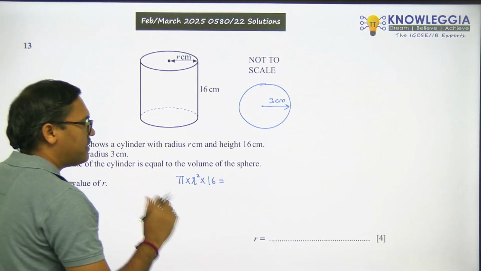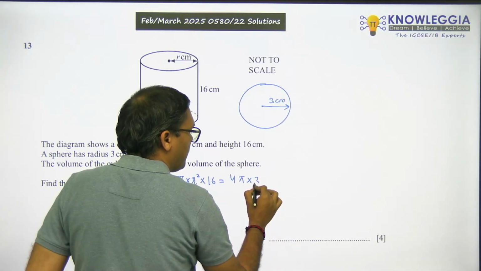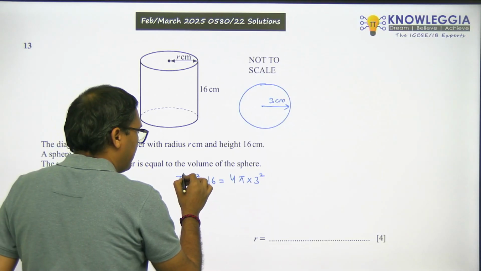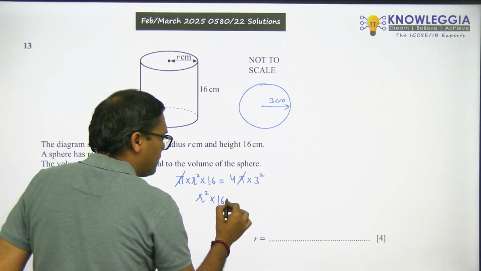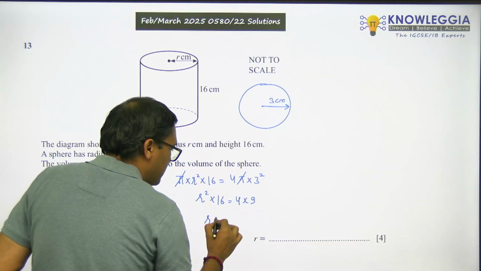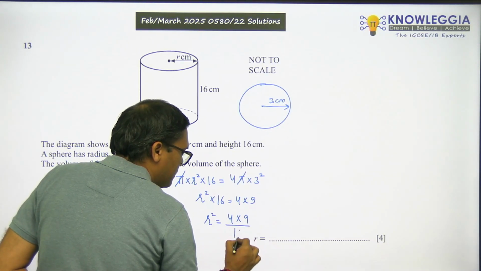And what is the volume of the sphere? This is 4 pi r square, that is 3 square. So now just simplify this equation. You can see I can easily cancel this pi and pi. So what is this? R square into 16 is equal to 4 into 9. So what is R square? This is 4 into 9 divided by 16.